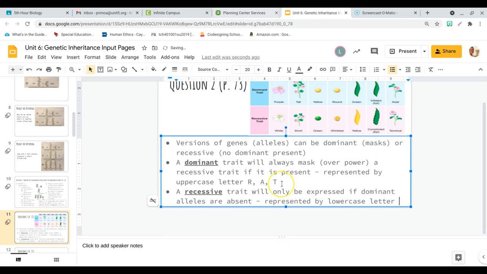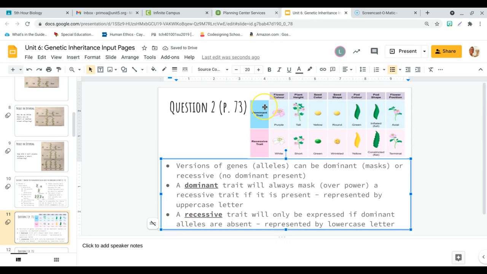They are usually represented by lowercase letters, while dominant has uppercase. Okay, so up here we have different traits that Mendel looked at. We have a dominant trait that was purple versus white. So flower color, purple would be the dominant trait and white would be the recessive trait. Plant height, as we just saw, tall is the dominant trait and short is the recessive trait.